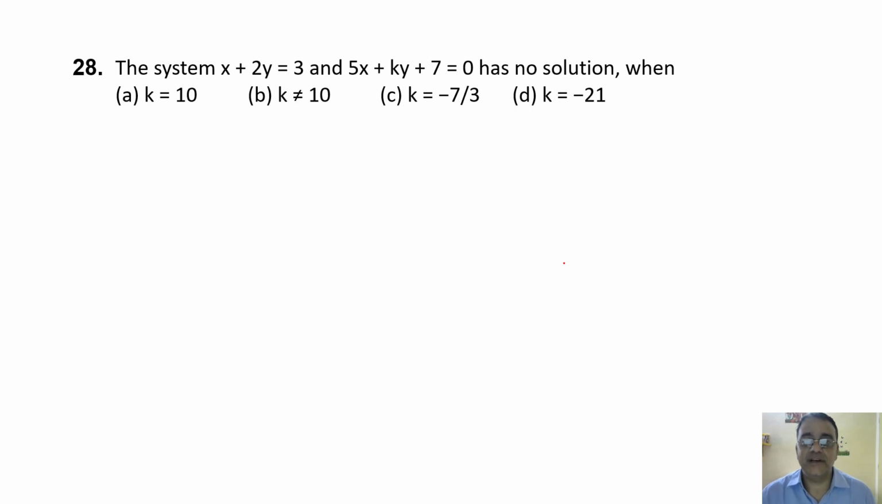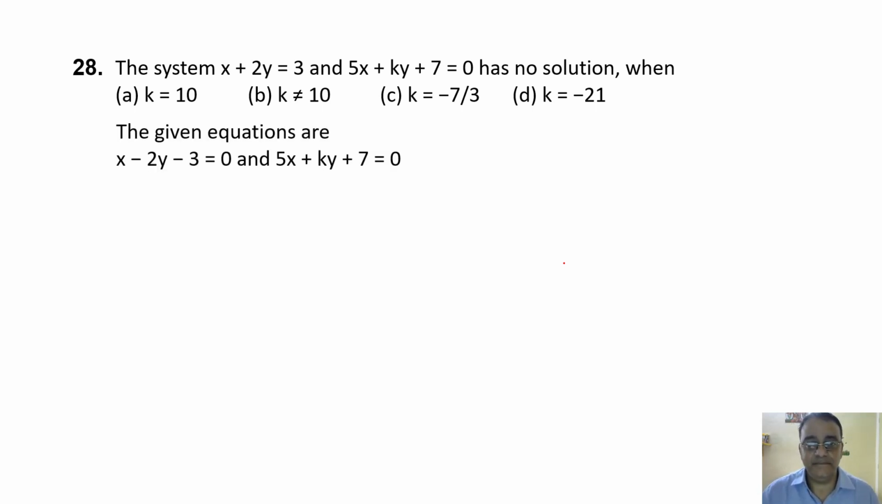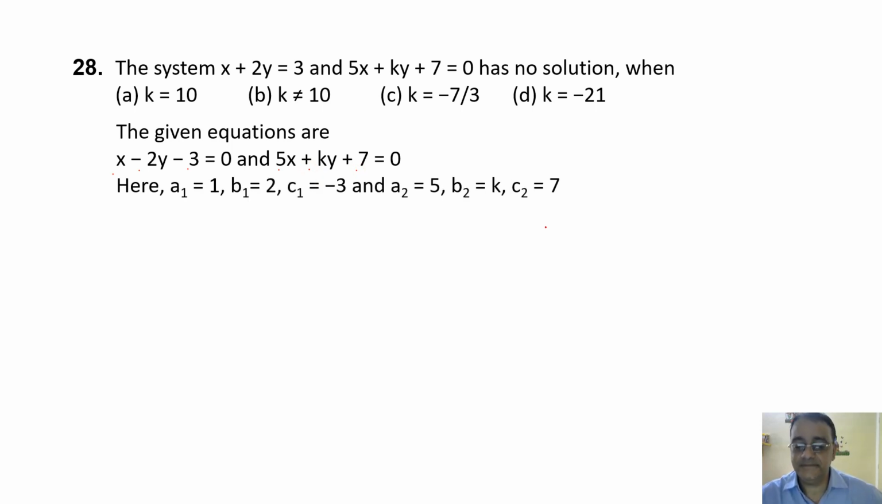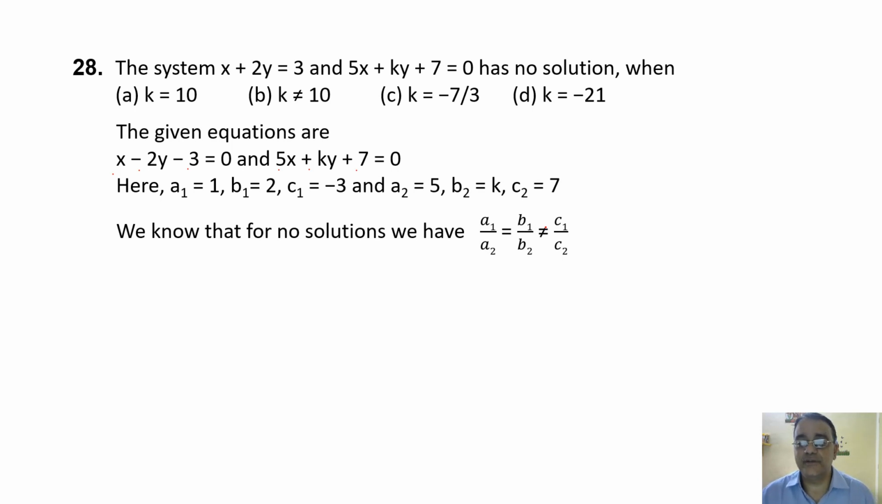The system x plus 2y is equals to 3 and 5x plus ky plus 7 is equals to 0 has no solution. When? So first we will write standard form. x plus 2y minus 3 is equals to 0. And the second one is already given in standard form. So a1 is 1, b1 is 2, c1 is minus 3, a2 is 5, b2 is k, and c2 is 7. Right. So what is the condition of no solution? A1 upon A2 is equal to B1 upon B2 is not equal to C1 upon C2. Very good.